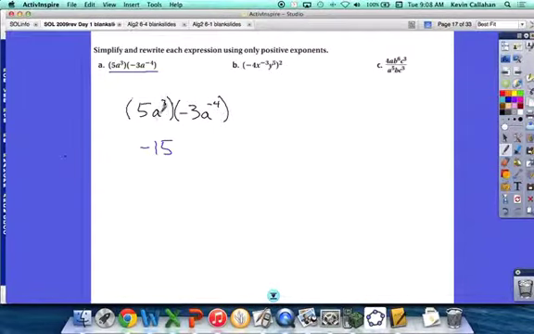And then how do you simplify a to the 3rd times a to the negative 4th? What do you do with the exponents? You add them, right? That is a to the negative 1. Okay, we don't want to have a negative exponent. How do I get rid of the negative exponent? Flip. What do I flip? Just the a, right? Don't flip the 15 or the negative 15. It's only the thing that has a negative exponent that gets flipped. And I don't need to write the 1, right?